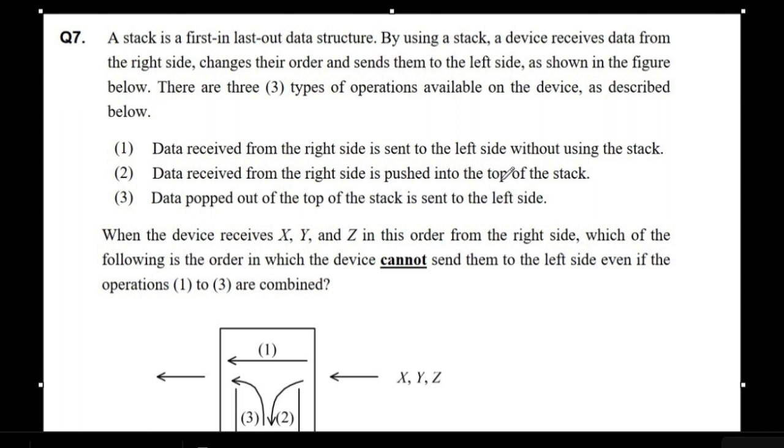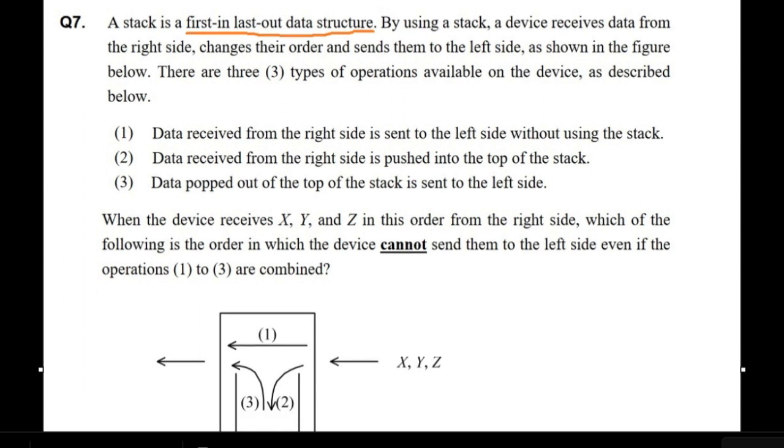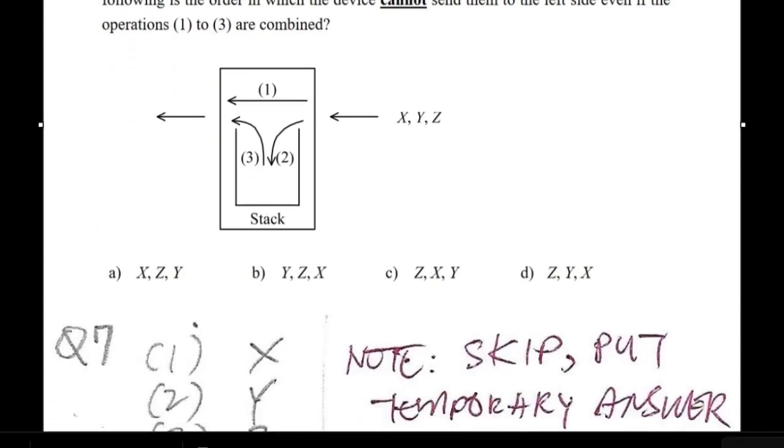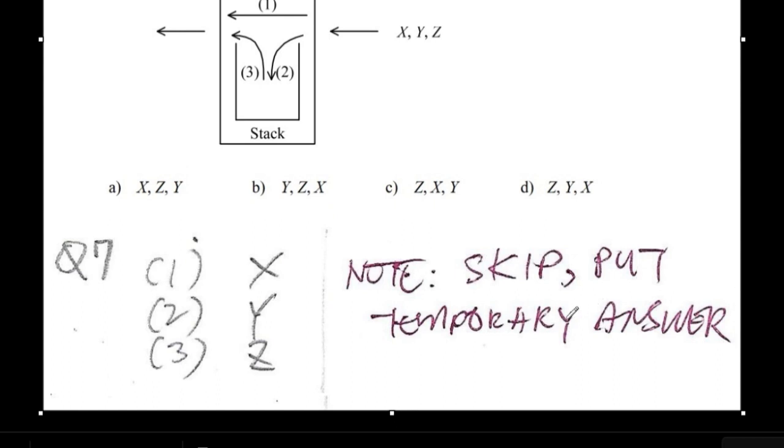Question number 7 of the ID Passport exam from PhilNITS. In this question, we are asked about the first in, last out data structure. Actually, I put here that it's best that you skip it, put a temporary answer, and go on to the next question. That might be a lot easier.